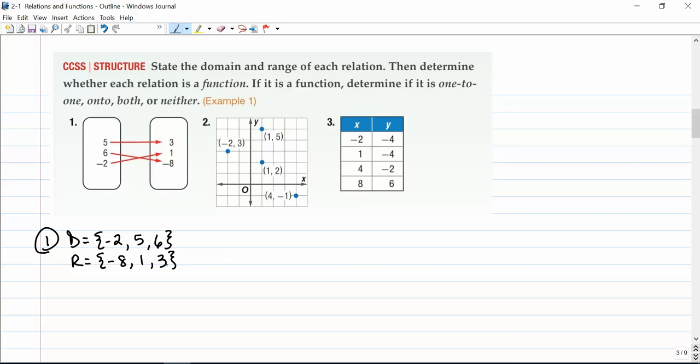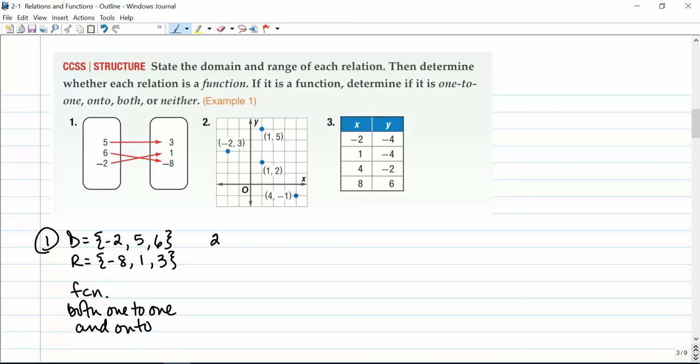And yes, this is indeed a function, and I like to abbreviate function FCN. It is a function because no x goes to two different y's. And this is actually both one-to-one and onto. It's one-to-one because each x is paired up with exactly one y, and it's onto because all of the y's are used.